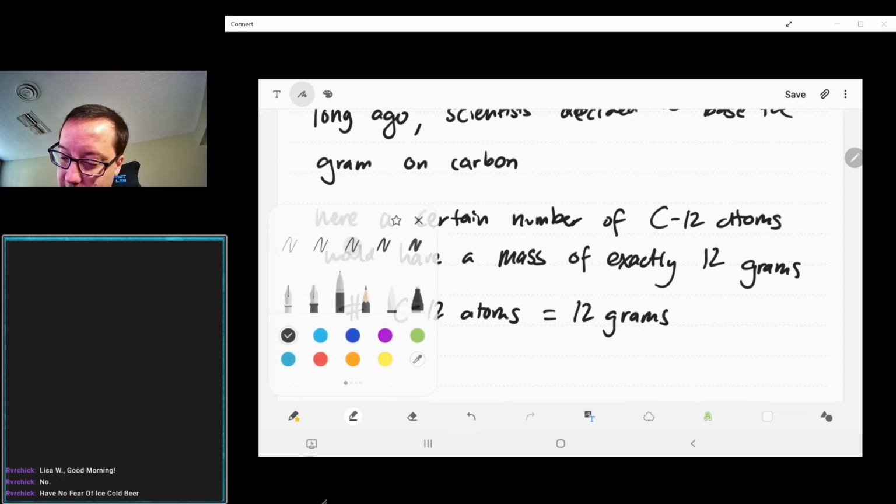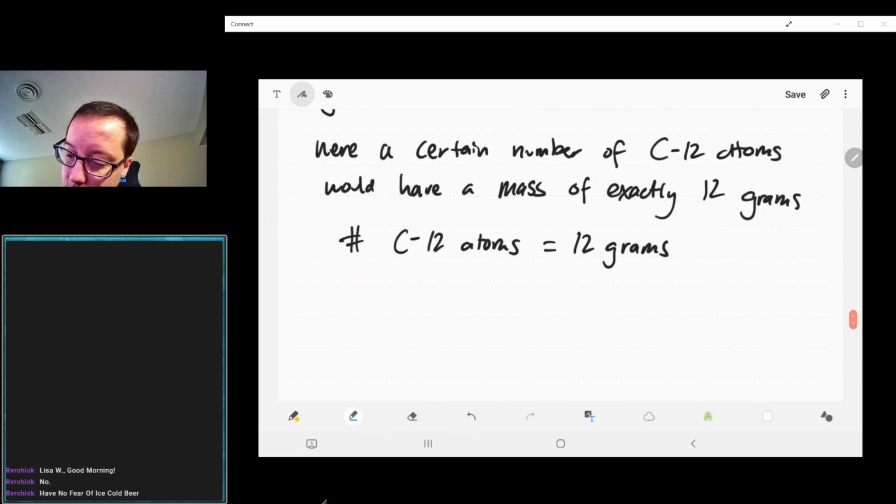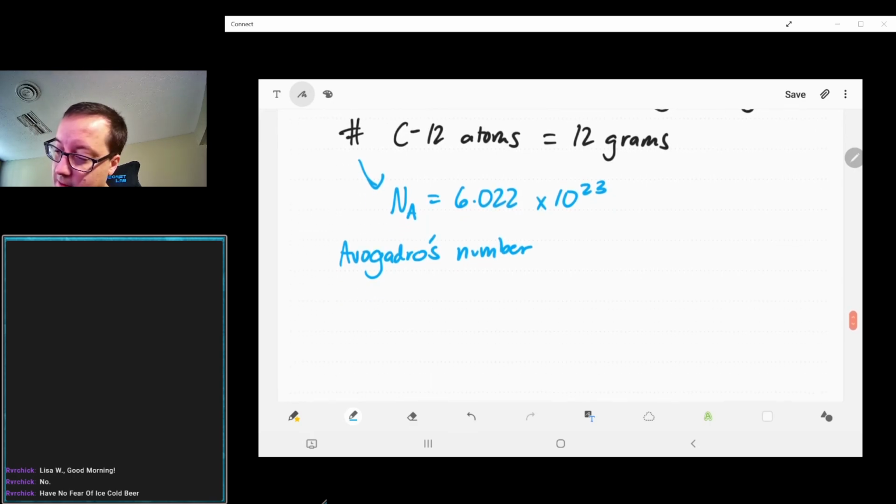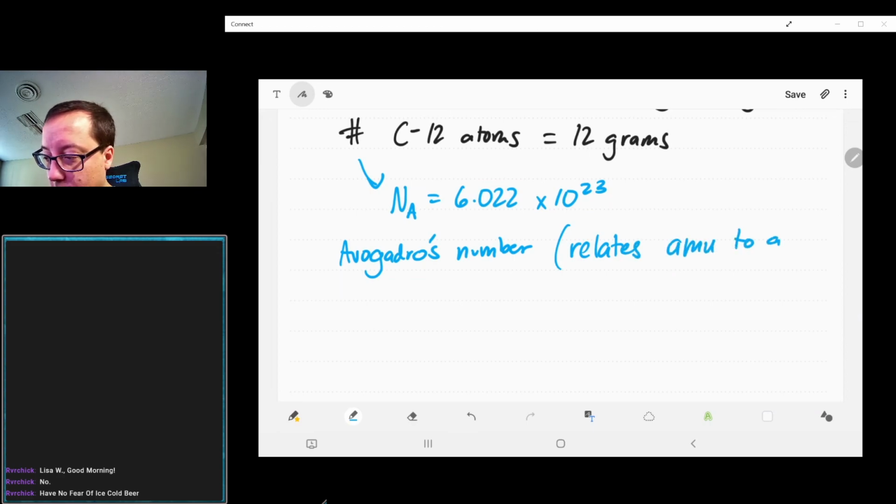It turns out that this number is abbreviated N sub A, and it is 6.022 times 10 to the 23rd. So it's that many atoms of carbon-12 that will weigh exactly 12 grams. This is called Avogadro's number. And it is how we are going to relate atomic mass units to grams.